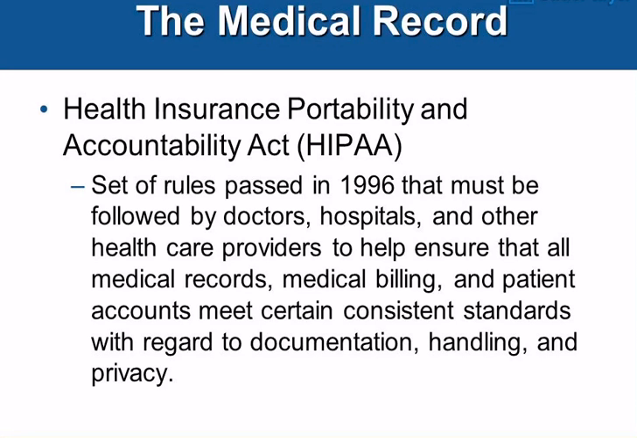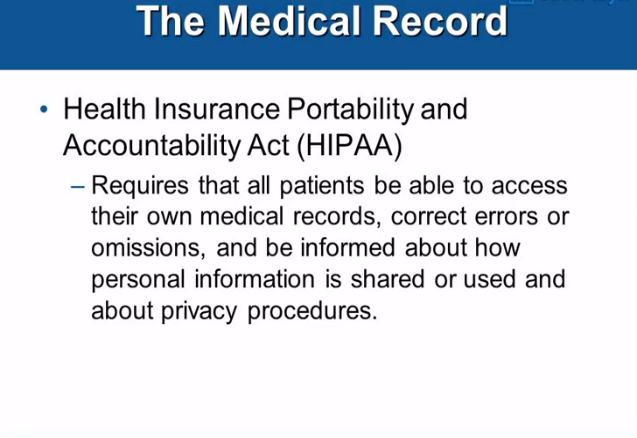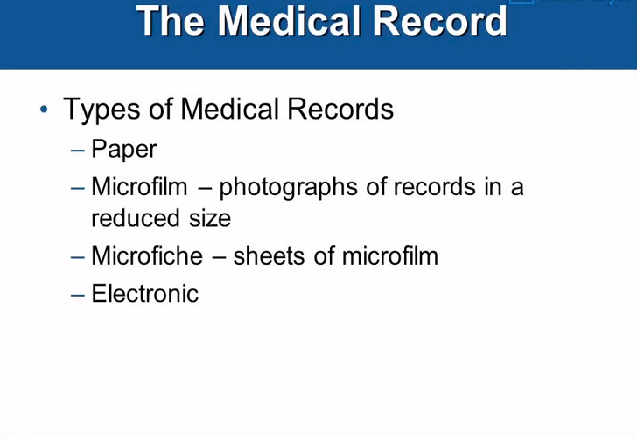The medical record. HIPAA requires that all patients be able to access their own medical records, correct errors or omissions, and be informed about how personal information is shared or used and about privacy procedures. Types of medical records: paper, microfilm (photographs of records in a reduced size), microfiche (sheets of microfilm), electronic.